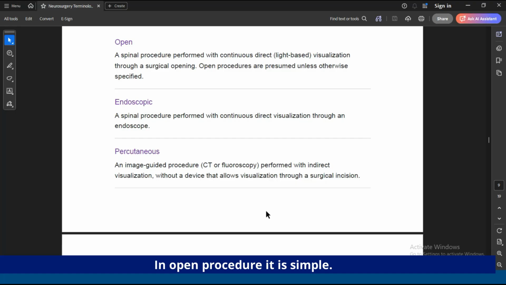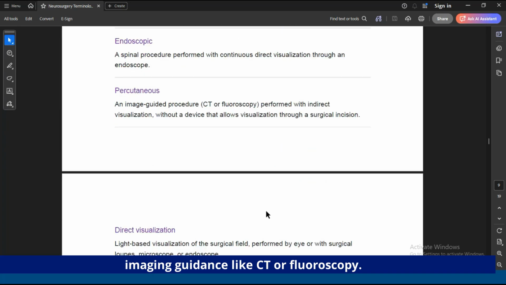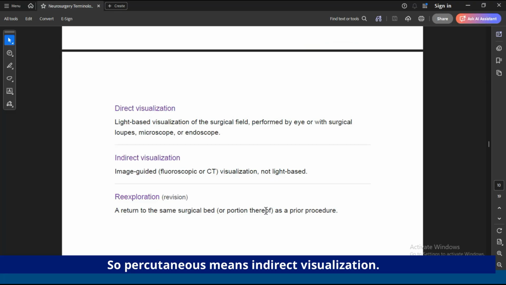Okay. In an open procedure it is simple. The surgeon creates the incision and opens the surgical site. Okay. In endoscopic, direct visualization. In percutaneous, most of the time imaging guidance like CT or fluoroscopy is used. So percutaneous means indirect visualization. Direct visualization is light based visualization of the surgical bed performed with surgical loupes, microscopes or endoscope. This is the direct visualization. Indirect is image guided visualization, not light based. So direct visualization is light based visualization.